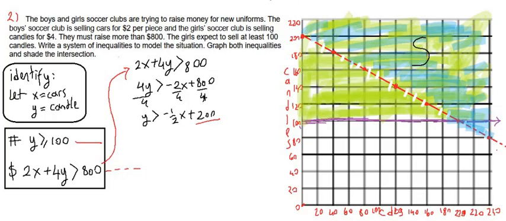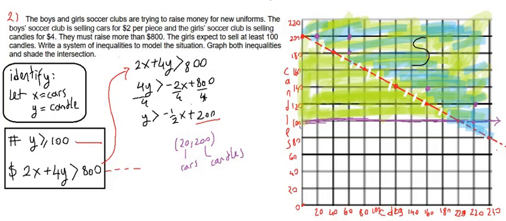So let's say this dot here, for example, 20, 200. That means if they sell 20 cars and 200 candles, they reach their goal of above $800 and at least 100 candles. Or, for example, this dot, any dot in the zone but not on the line, because this line is not inclusive.